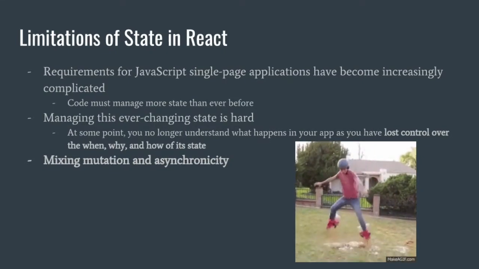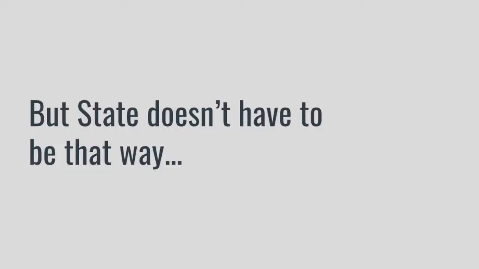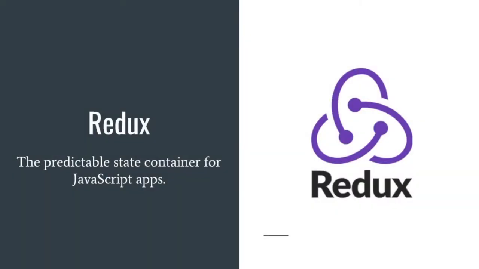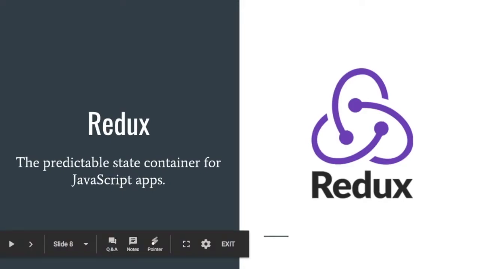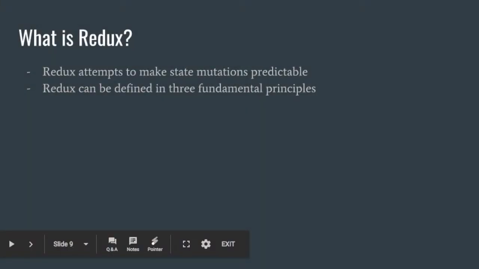But what if I were to tell you that state doesn't have to be this way? That there's a small JavaScript library built that addresses all of the limitations of vanilla React state. Would you believe me? Are you excited to learn about this mysterious JavaScript library? Of course, I'm talking about Redux, the predictable state container for JavaScript apps. So, what is Redux? Redux attempts to make the state mutations predictable.